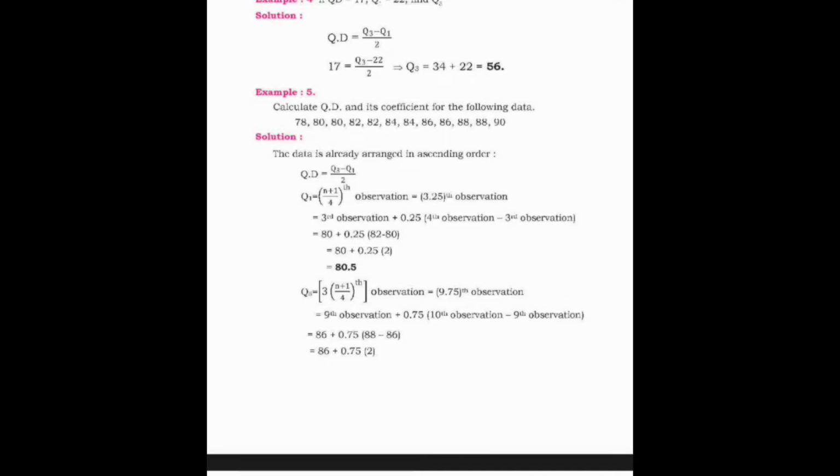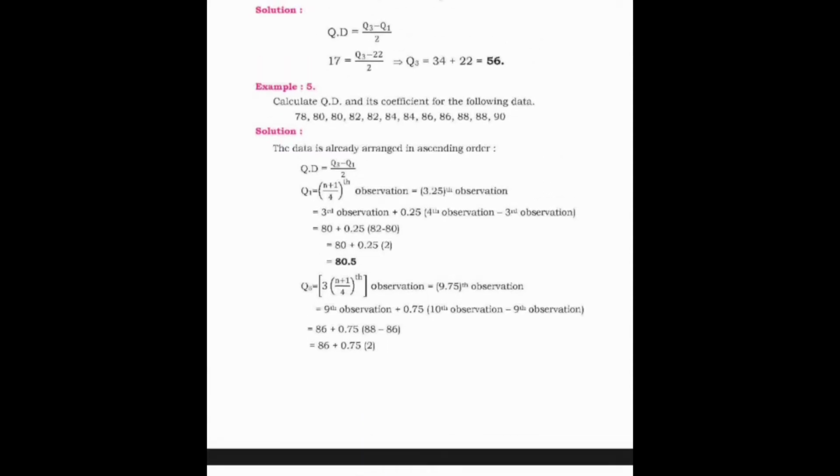Then example 4, all of you observe. If QD is equal to 17, Q1 is equal to 22 and Q3 is unknown, you have to find Q3. QD is given as 17, Q3 minus Q1, which is 22, divided by 2, so Q3 is equal to 56.